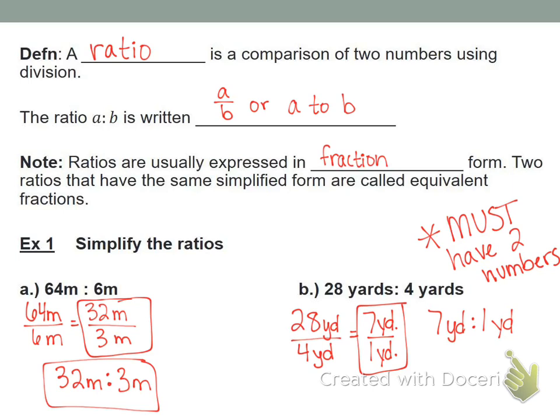Okay, I know in fractions in Algebra 1, if you had 7 over 1, you would just write it as 7. That's not going to work here. You must have 2 numbers, and you must use your units. If they gave you units, you've got to keep them. Questions before we keep going? Need more time. On we go.